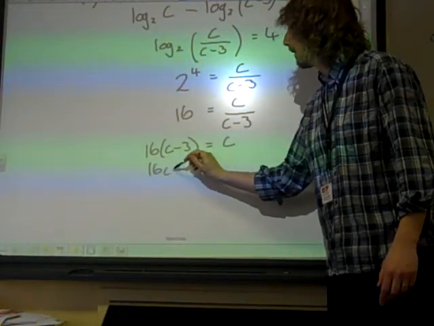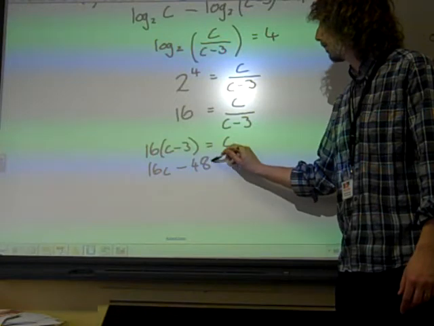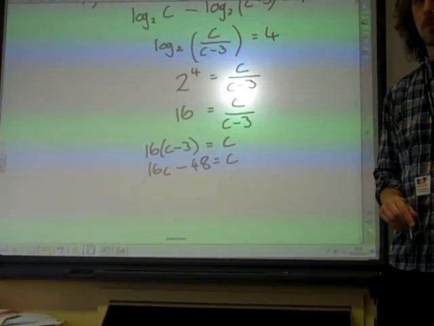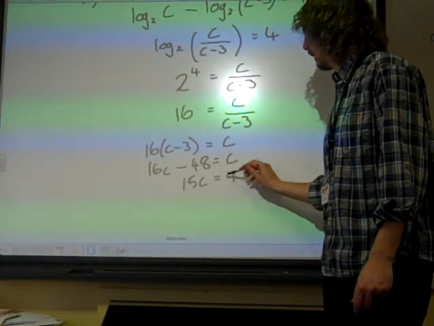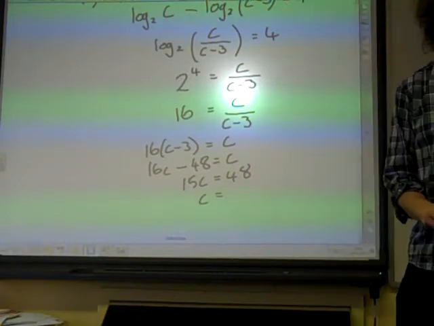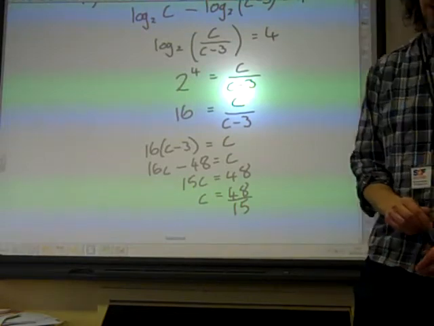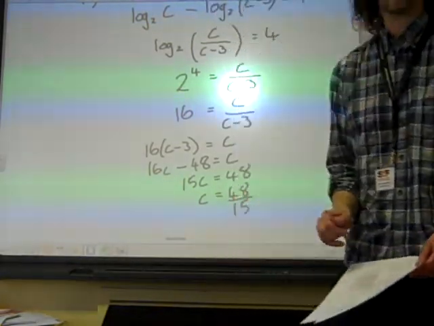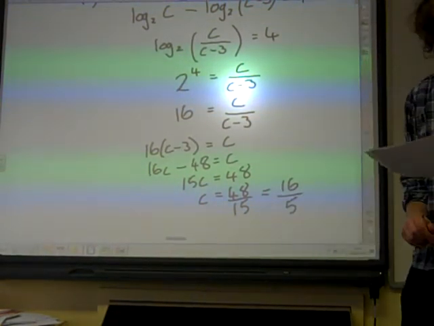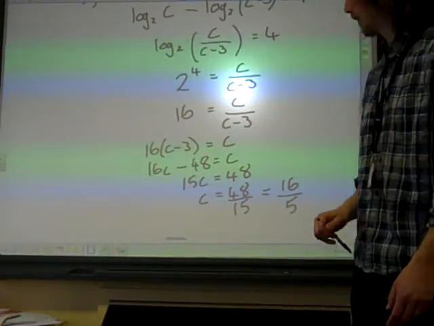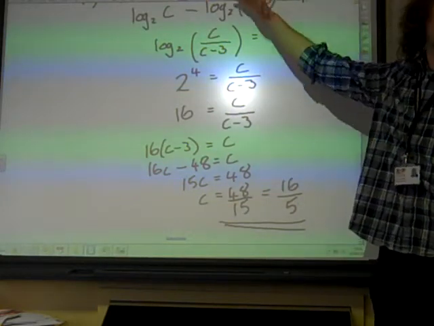That gives you 16c minus 48 is c. So 15c is 48. So c is 48 over 15, and we're going to leave that in its simplest terms, and we could leave it like that, or we could divide through by 3, couldn't we, to get 16 over 5, and there it is. Seems really easy. Okay, once you get from there onwards, it's alright.